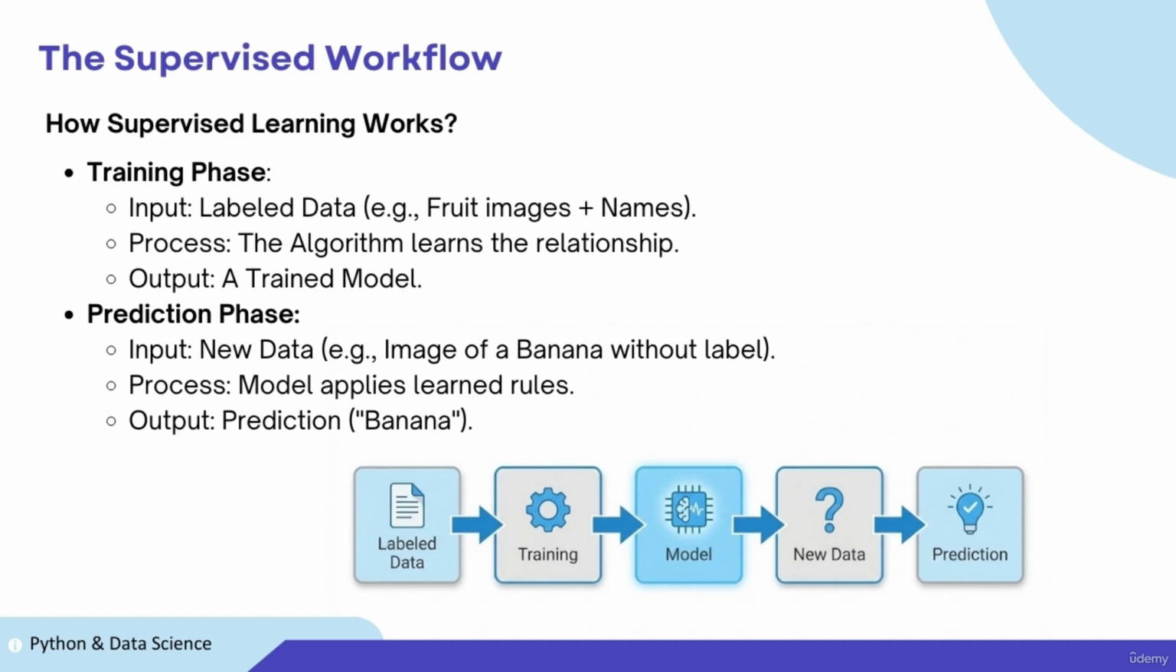Second, the prediction phase. Now we take that trained model and give it new data. Say, a picture of a banana that it's never seen before without a label. Using the rules it learned during training, the model outputs the prediction, banana. It sounds simple, but this is the core loop of most AI applications.